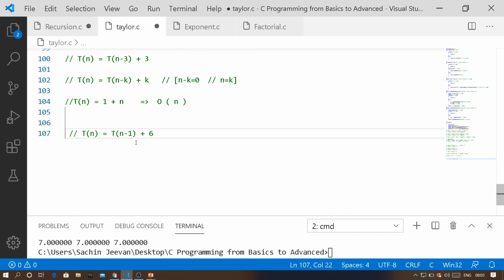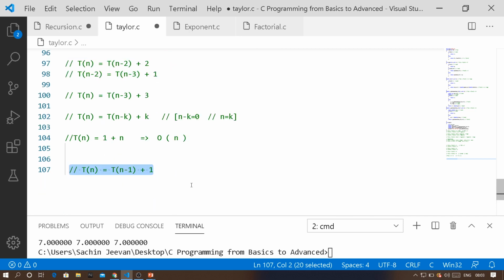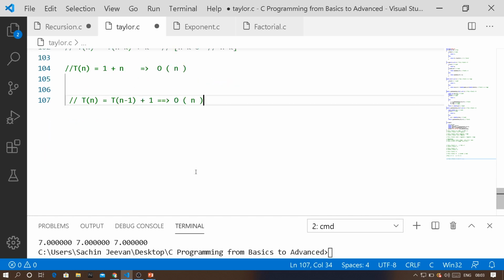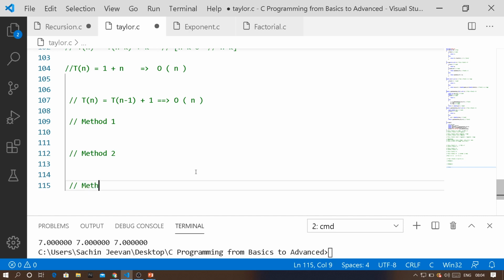Now I have always recommended you to change the last constant term to 1. Now look at this equation. This equation is similar to the previous equation. So solving this equation again, we'll be getting the same answer, which is order of n. So this equation also will be taking order of n. If you come to the conclusion, we actually had three methods: method 1, method 2, and method 3.